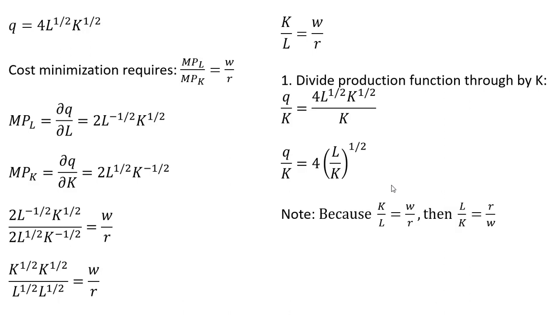The next thing is to recognize, since K divided by L equals the wage divided by the price of capital, it means that L divided by K equals the price of capital divided by the wage. So we're going to make a substitution. This L divided by K, we're going to replace with R divided by W. Making that substitution. Moving on.